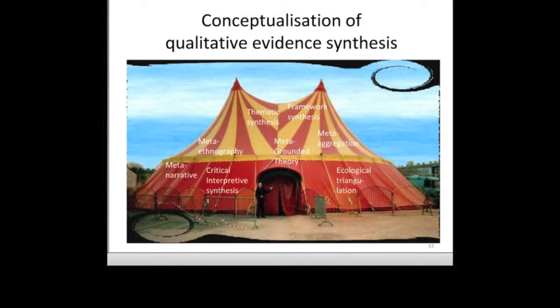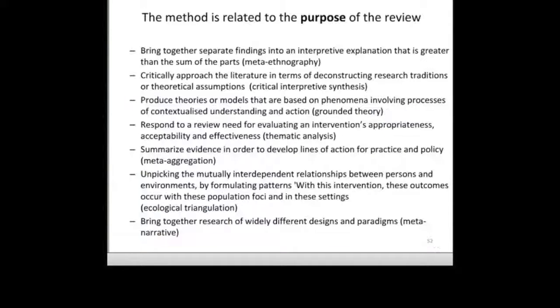One thing that helps you to choose between all these methods is to think about what is the purpose of my qualitative evidence review, and some of the purposes can be linked to certain types of qualitative evidence synthesis. So if you're interested in bringing together separate findings into some sort of interpretive explanation, you want to generate theory, you want to bring some newness, some holistic point of view, you can choose, for example, meta-ethnography. And I'm very sure that this type of approach will return in some of the other lectures. It's one of the most commonly used approaches.